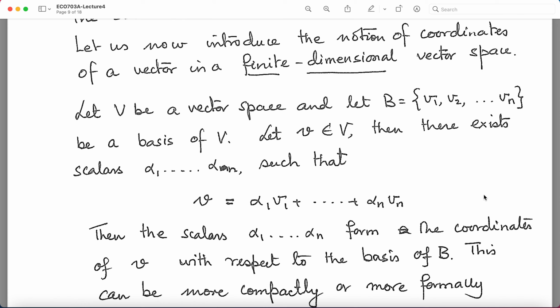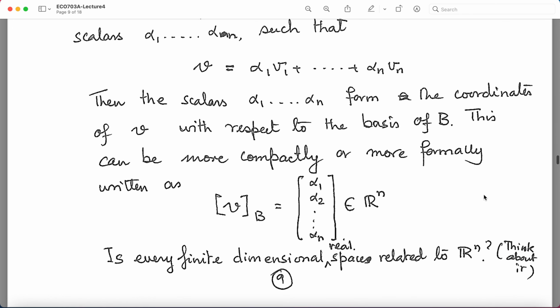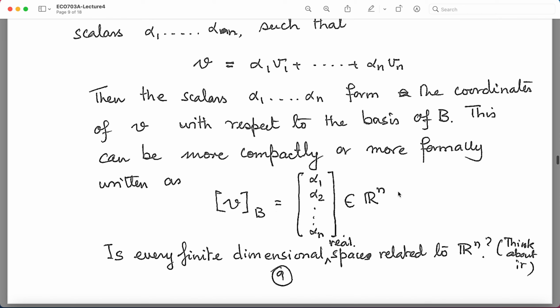These scalars are called the coordinates of the vector V with respect to this basis. More compactly we can write this. I think I missed writing here Rn or Cn, because I have not specifically said whether this vector space V is a real or complex vector space. So, every finite dimensional real vector space is related to Rn. They are structurally the same, there is a bijective map. Similarly, every finite dimensional complex vector space is related to Cn because of this fact.